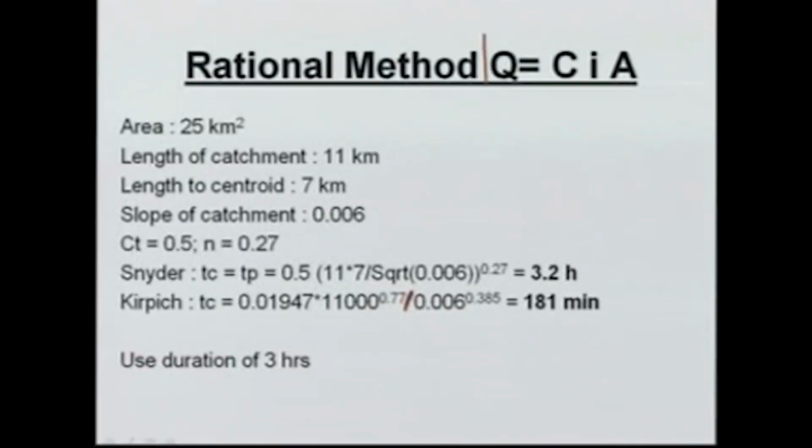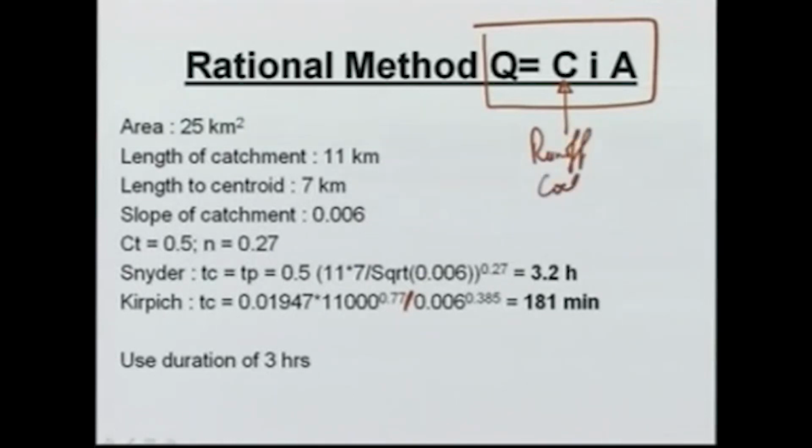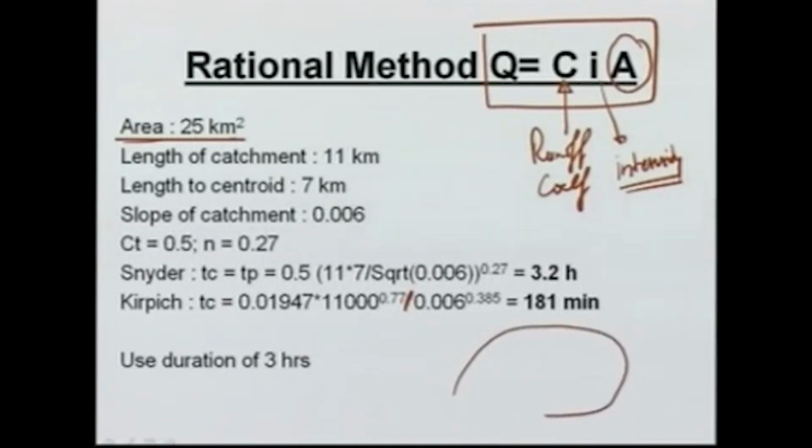We will start with the rational method, which expresses the flood as Q equal to C, the runoff coefficient, into I, the intensity of rainfall, and we will see how to determine this I, and A is the catchment area. Let us say that we have a catchment which is given. The area of catchment is 25 kilometer square. So, the catchment which is given has 25 kilometer square area.